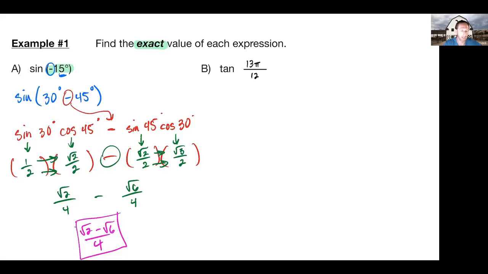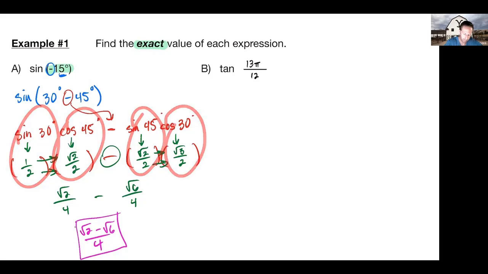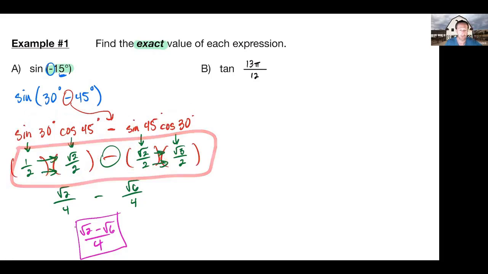Okay, again, answers should look very familiar. We've talked about that before. You're going to see a lot of these because of our reference angles and getting a lot of the same results or outputs. Okay, so if you want to try part B, go ahead.